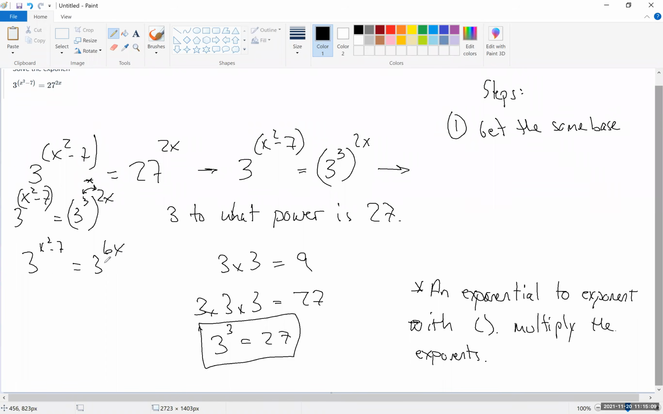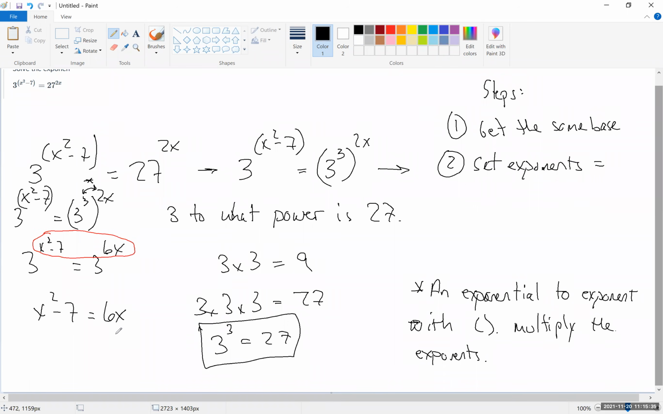So 3 times 2x is 6x. And now, once the bases are the same, you set the exponents equal to each other. Set the exponents equal. Did that in red. We're not worried about the 3's because they're the same. It's going to be x squared minus 7 equals 6x.